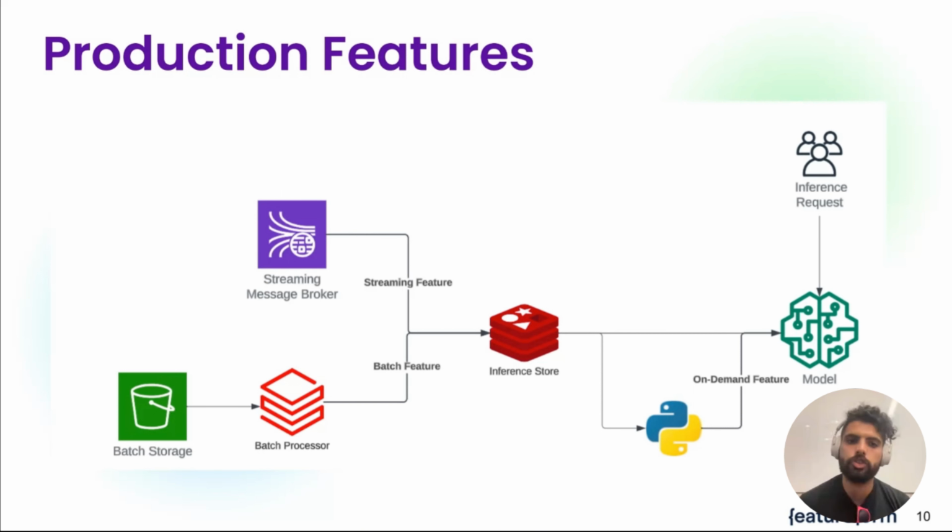On the other side, there's streaming features. Streaming features are features that are processed constantly. So every time an event comes in, we process the feature, or rather update the feature with the new event.